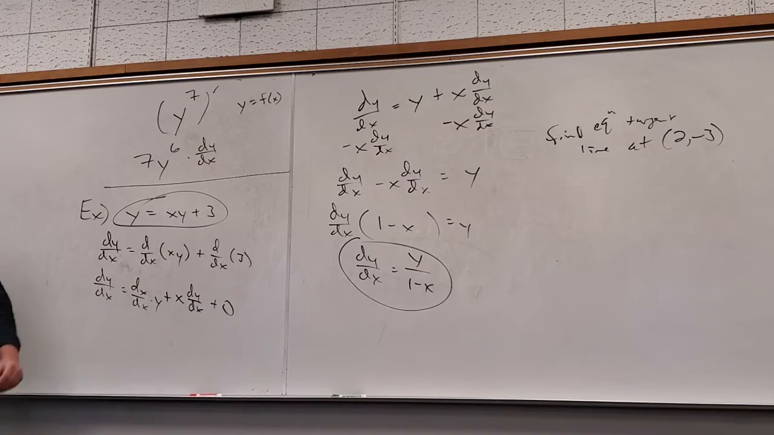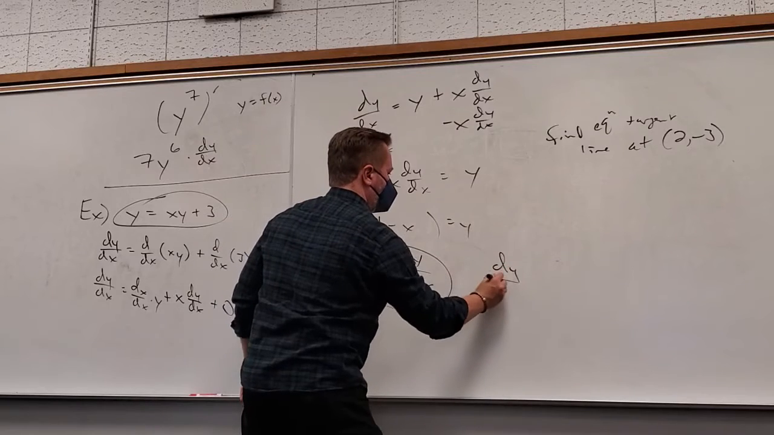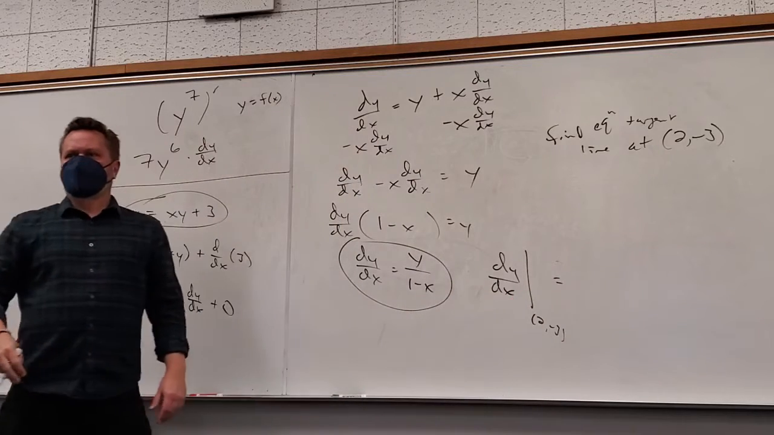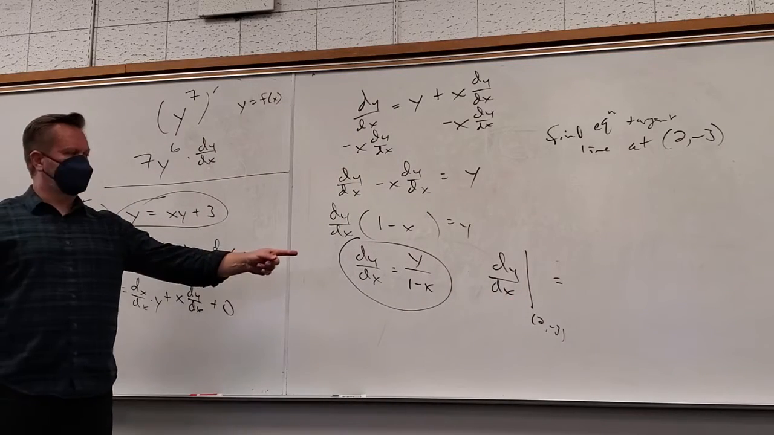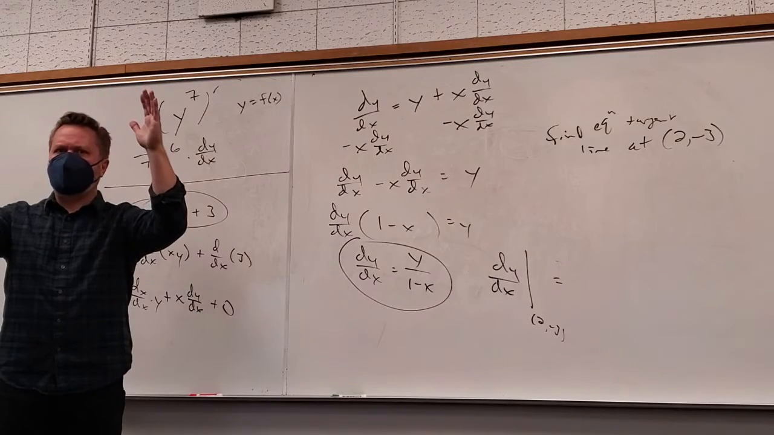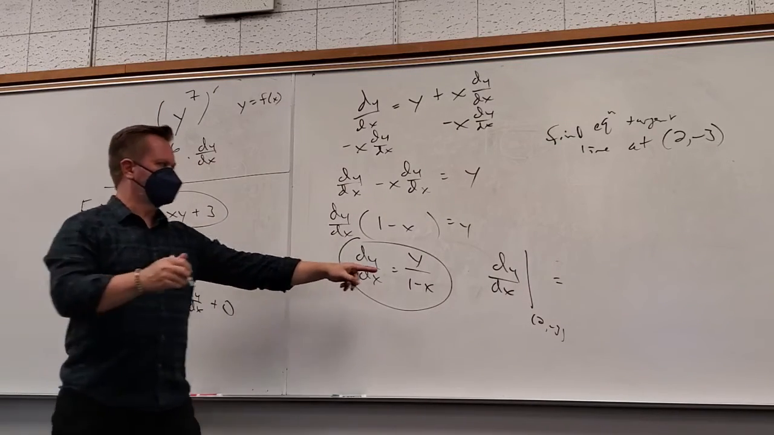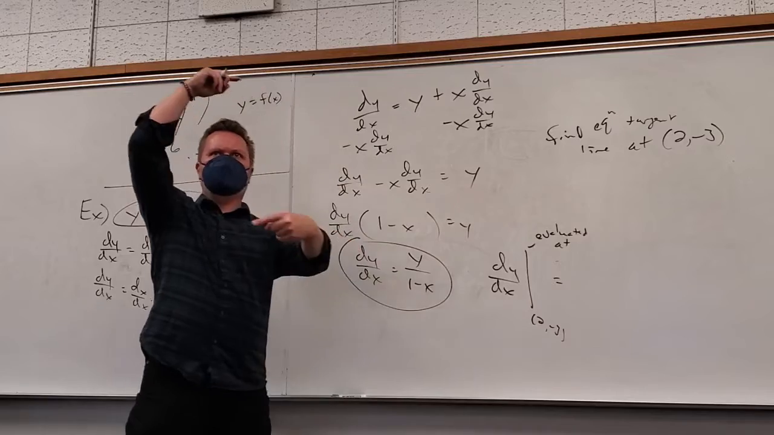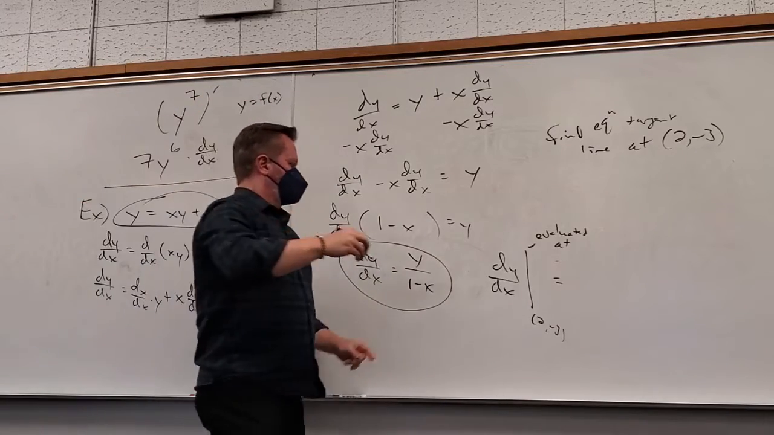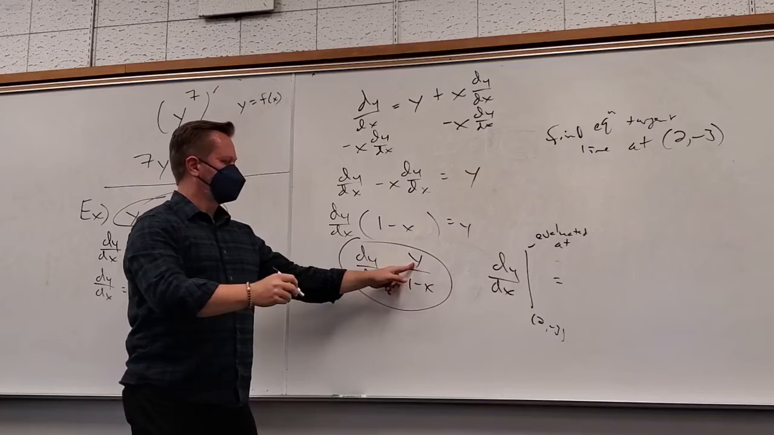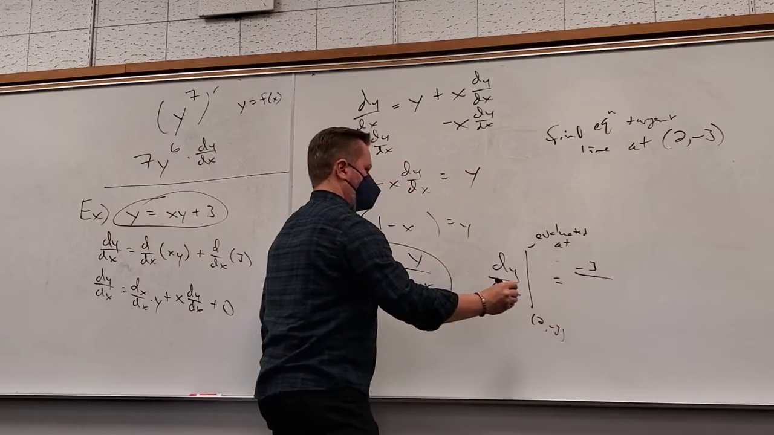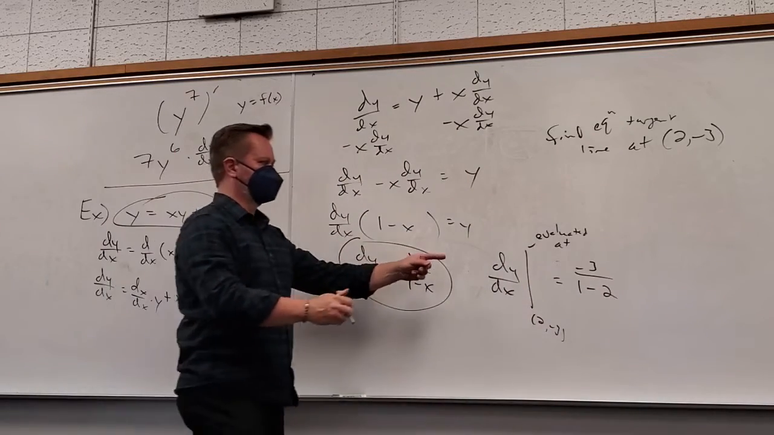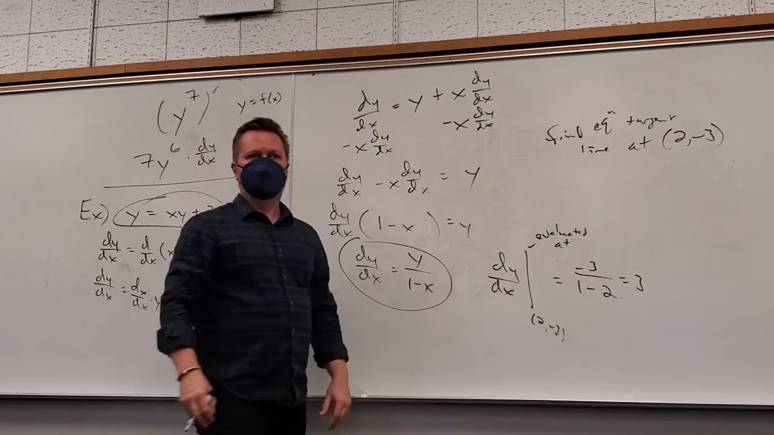Plug in the x and y values. Yes, you have to plug in both. So dy dx evaluated at 2, negative 3. There's no thing I could put it inside of, so we do it like this. This little line means evaluated at. Later it's going to mean evaluated between, but we'll get there. Equals negative 3 over 1 minus 2. Right? Is that cool? Which is 3. The slope is 3.